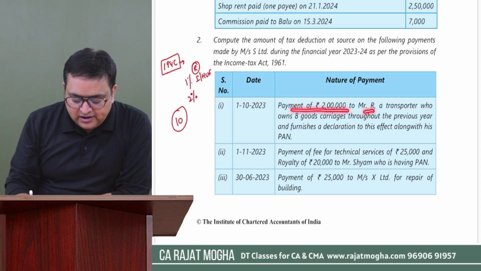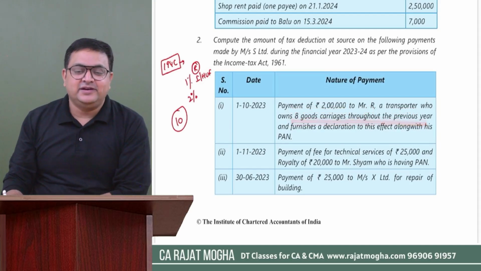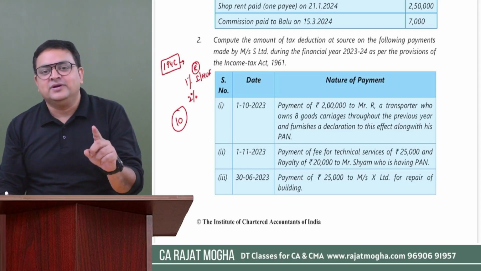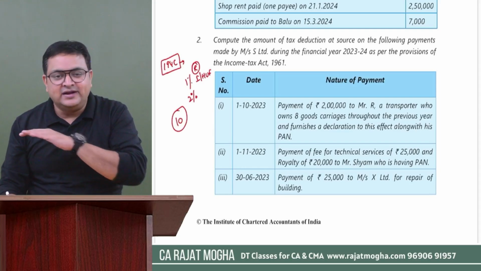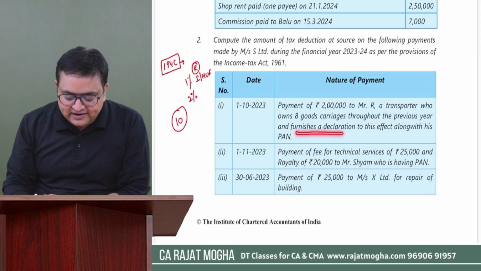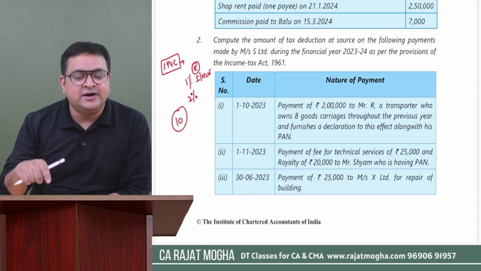Payment of 2 lakh to R, a transporter who owns 8 goods carriages throughout the previous year. Here they specifically mentioned that this person does not have more than 10 goods vehicles at any time during the previous year, and furnishes a declaration to this effect along with his PAN number. So in this case, this person would be covered under the exception.